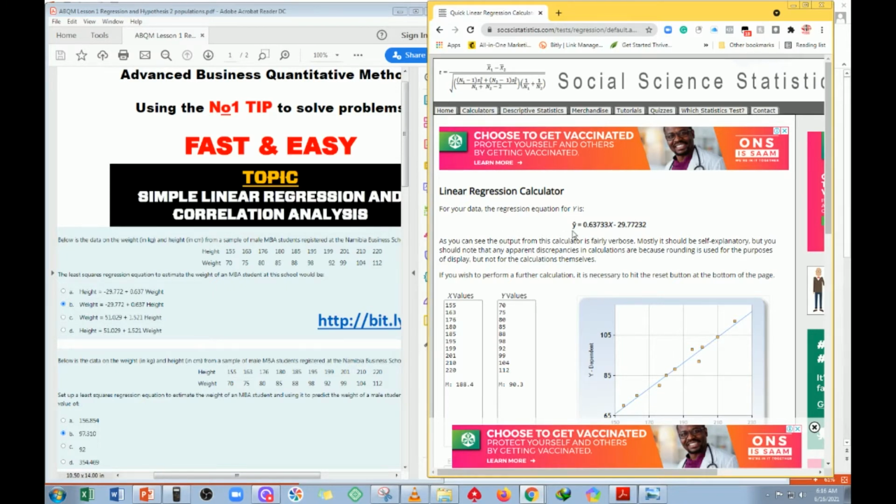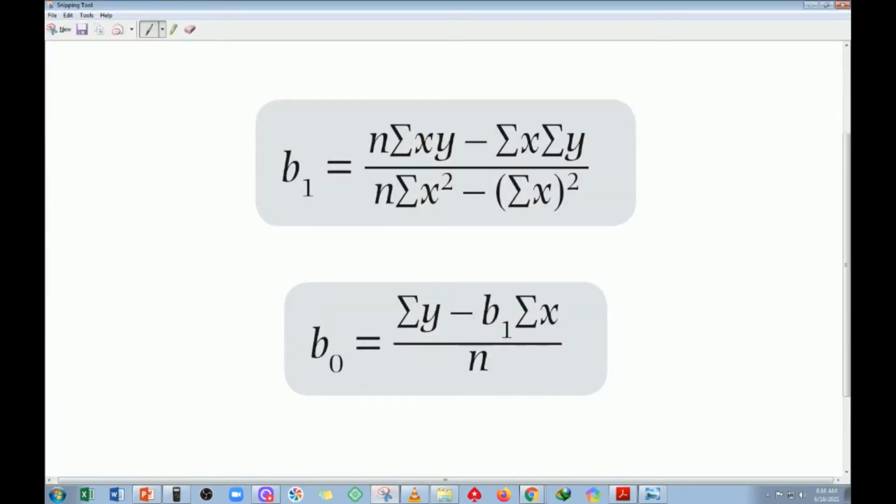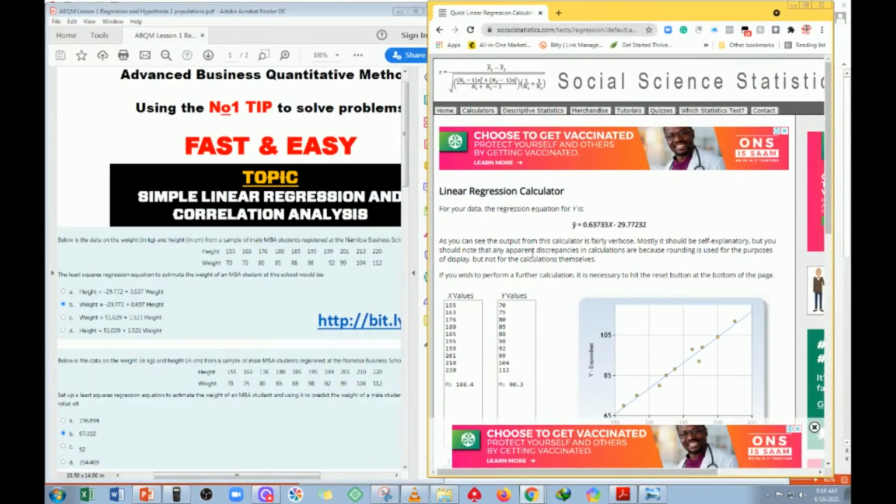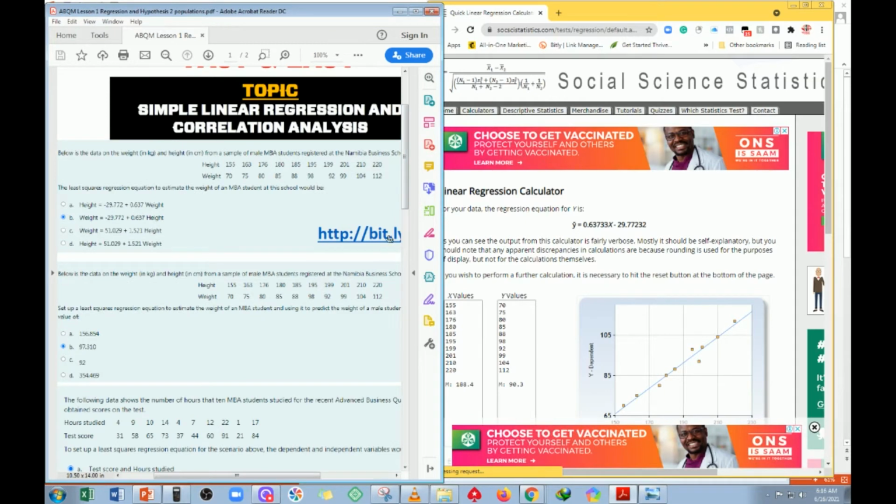Simple as that. You don't have to go to Excel or start putting this formula in here and start finding b0 and so on. Everything is simply right there for you. There you go. There is your regression equation. Simple as that. That was less than 2 minutes, wasn't it? And you got your answers. Right, so let's see what happens when we get another question.